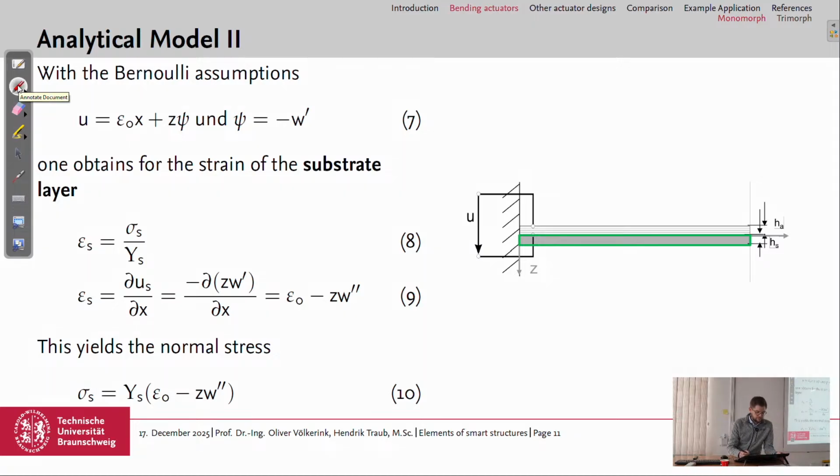We can do the same for the substrate or structural layer. And then we get this equation, which is the Young's modulus of the structural layer times the actual elongation, and then again the stress from the elongation due to the bending. But we don't have the piezoelectric part compared to the slide before, because we have a passive layer and no piezoelectric effect.